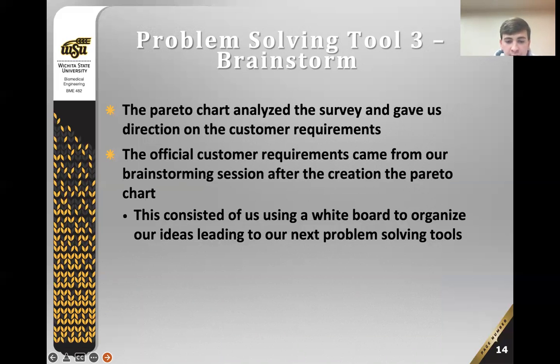Like previously stated, the Pareto chart was a great tool for analyzing our survey results. We had a brainstorming session afterward to develop direction based on the Pareto chart results. This consisted of us using a whiteboard to organize our ideas and categorize what design characteristics are similar and what can be grouped together. This led to the following problem-solving tools.